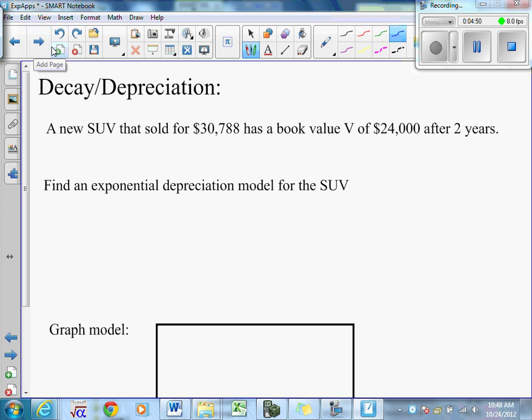So another one, depreciation. A new SUV is sold for $30,788 and has a book value of $24,000 2 years later. First off, we want to find the model. So in general, this is A e^(Bt). Now remember, A is always the initial amount, because when you put in 0 for t, e goes away. So we know A is our initial amount, 30,788.